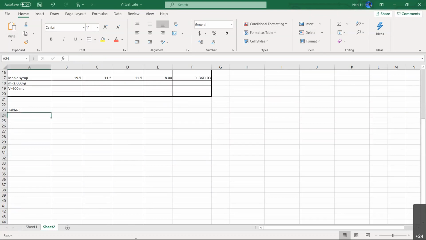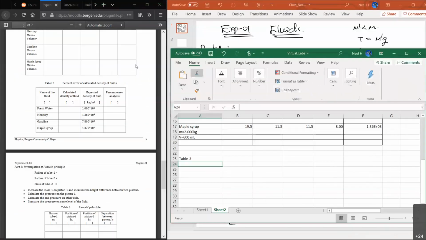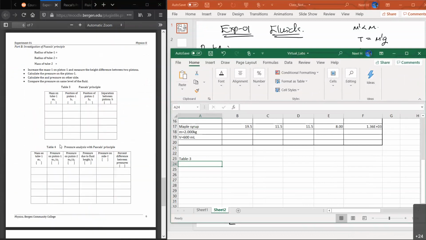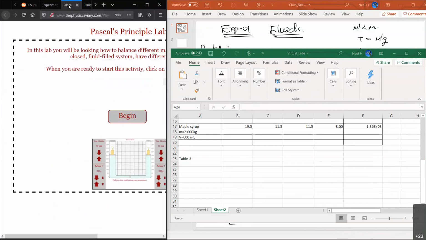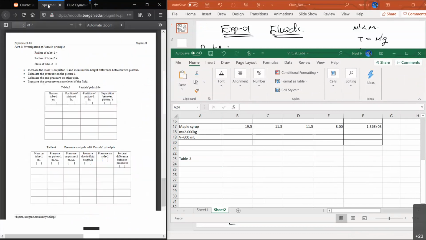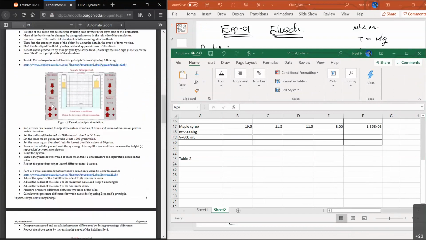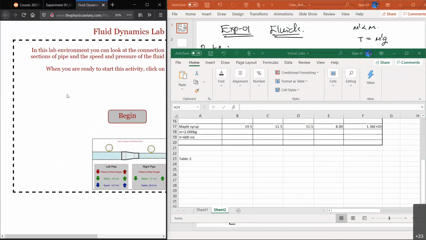Okay, guys, so let's continue to next part. So the next part, we're going to check the Pascal principle. To get the Pascal principle, you need a different type of simulation. Just click on here. That will open up this simulation.